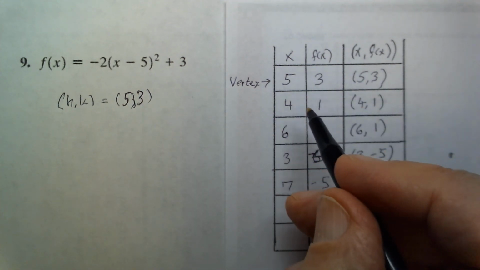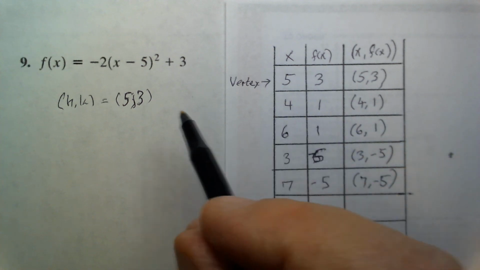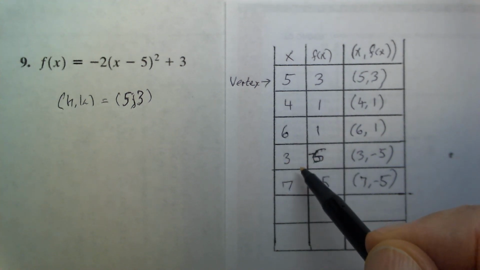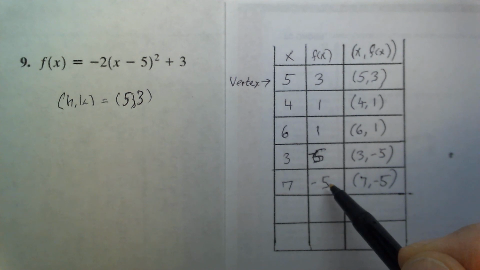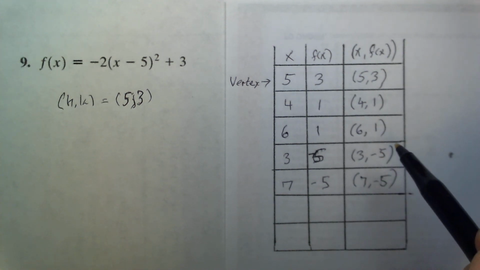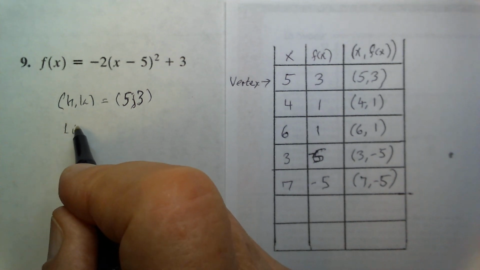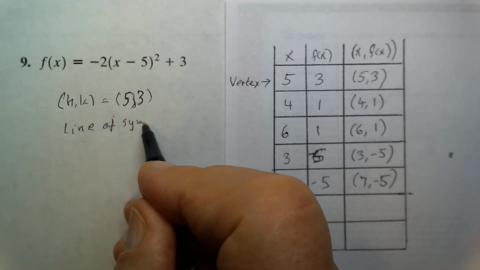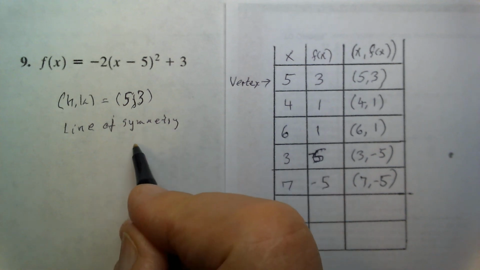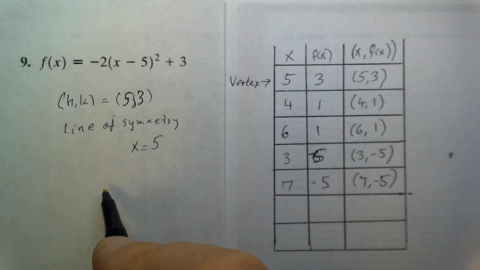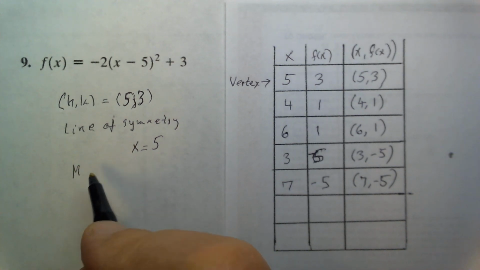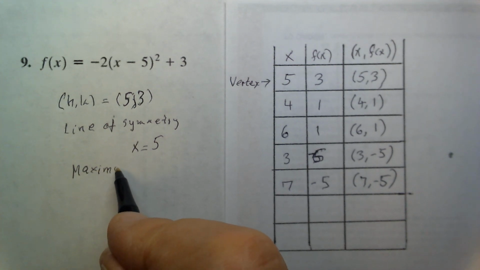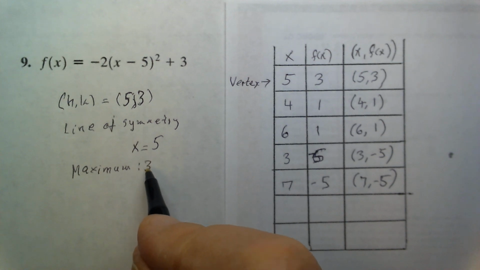So we know that as one point, and when we substitute the values for x, like 4, into this equation, f of 4 is equal to 1, f of 6 is equal to 1, f of 3 is equal to minus 5, and f of 7 is minus 5 also. So we have these ordered pairs. We will plot them, and the line of symmetry goes through the vertex. The line of symmetry is the equation x equals 5, and the maximum value is 3, given by the value for k. The maximum value of the function is 3.